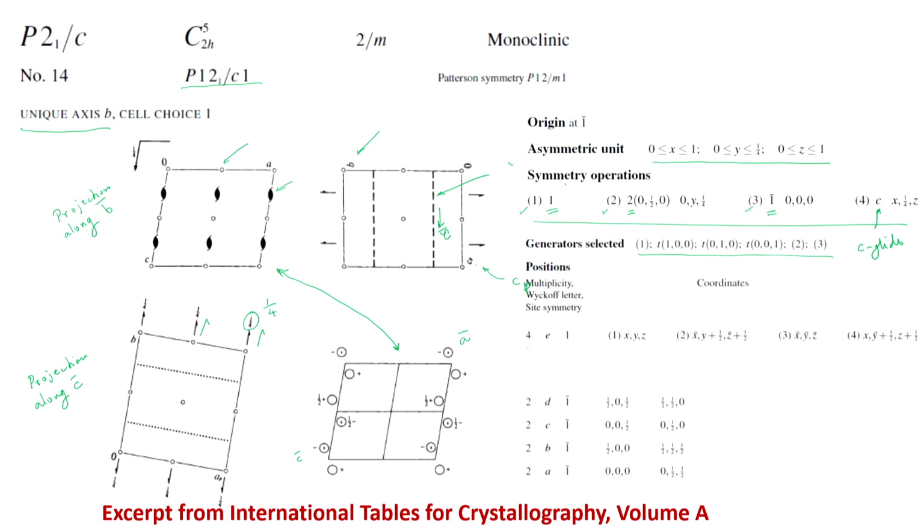So, this is a general position which has a multiplicity of 4, and this is how the general position coordinates move around when you apply the symmetry operations, and these are my special positions. Now, you can see that the special positions are only where the inversion center is.